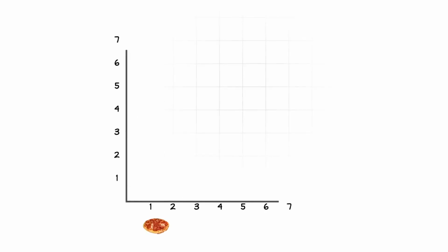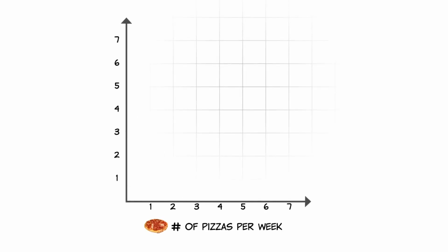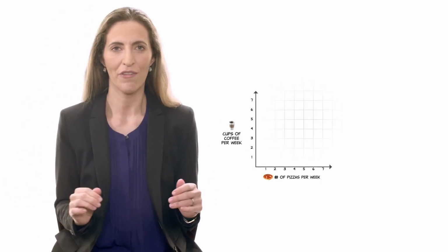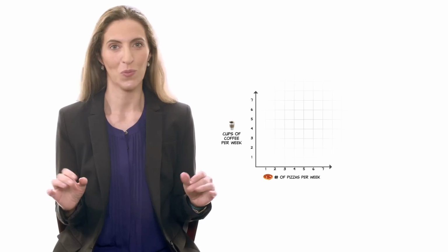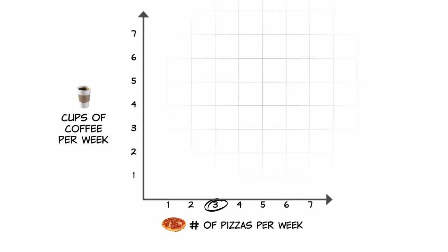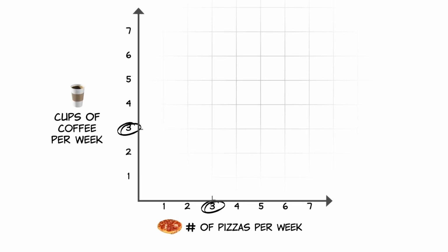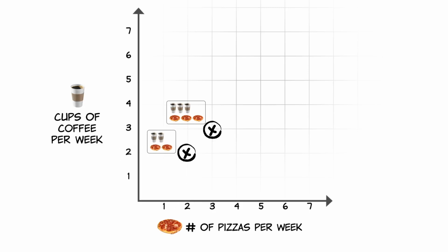Let's plot them on a graph. On the x-axis, we have the number of pizzas per week, and on the y-axis, we have cups of coffee per week. Because we view pizza and coffee as good things that bring us utility, we always want more of them. Well, at least I do. Obviously, 3 pizzas and 3 cups of coffee are preferred to just 2 pizzas and 2 cups of coffee. Similarly, 1 pizza and 1 cup of coffee are less preferred to 2 pizzas and 2 cups of coffee.